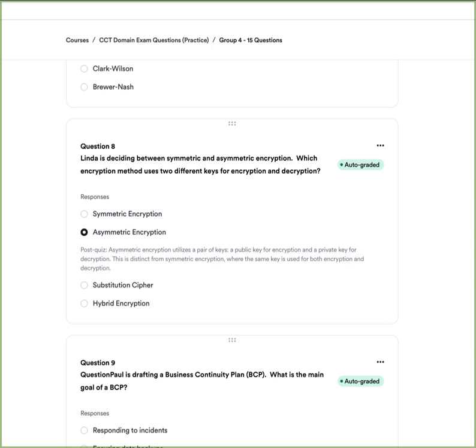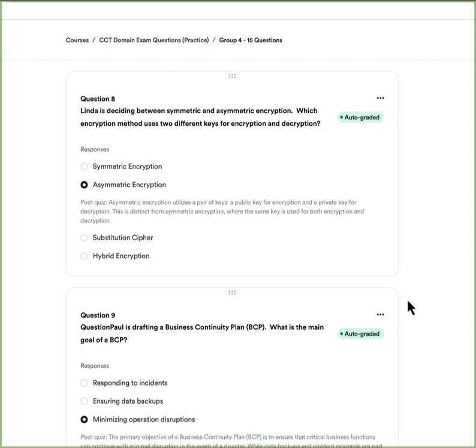Asymmetric encryption is B. That utilizes a pair of keys, a public key for encryption and a private key for decryption. This is distinct from symmetric encryption where the same key is used for both the encryption and the decryption process. Again, keep in mind the term asymmetric is 2, symmetric is 1.